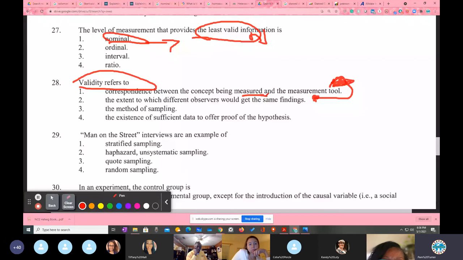If it is out of date, it's sat in the car, it's been in the warehouse, all those things, it may not be valid.